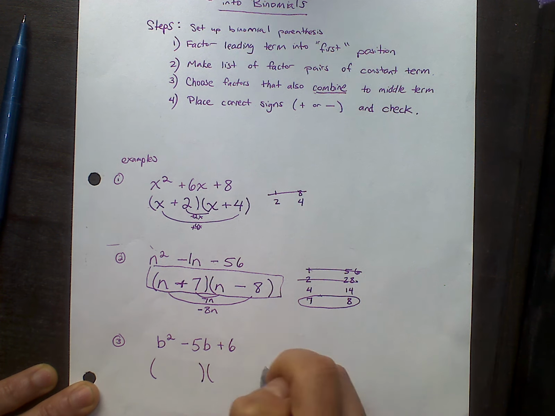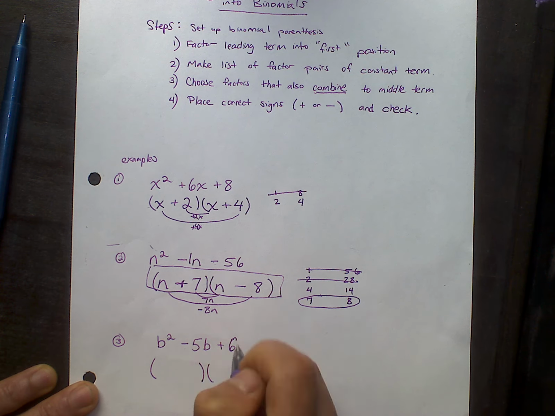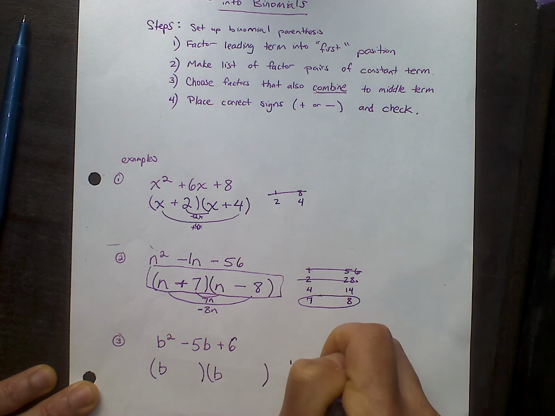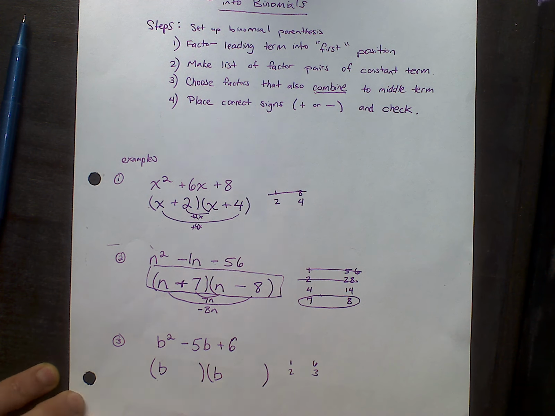Okay, let's take a look at one more. Let's set up the parentheses for b squared minus 5b plus 6. That's a 6. I know there's a lot of b's in this example. Okay, what multiplies to make b squared? We'll put that in the first positions of each parentheses. b times b gives me the b squared. What multiplies to make 6? 1 and 6, 2 and 3, and the reverse orders of those two pairs.